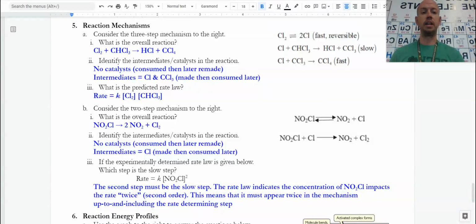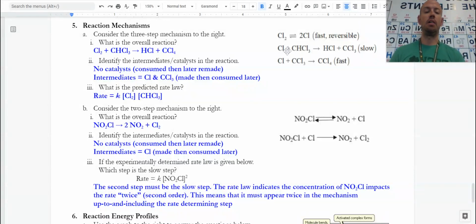So hopefully you're here because you believed me when I said that mechanisms make more sense when you see examples and apply the idea. So we've got a three-step mechanism here. We have Cl2 breaks apart into two Cls. That'd be a unimolecular collision.